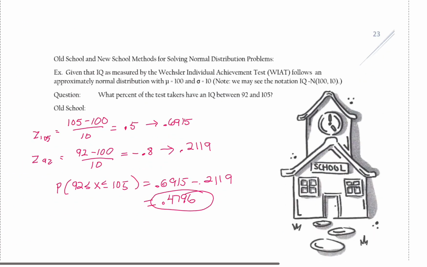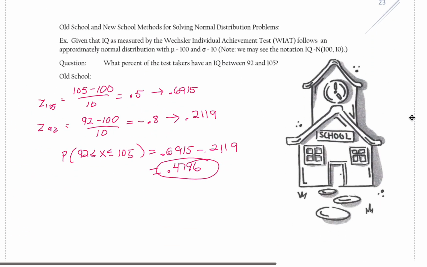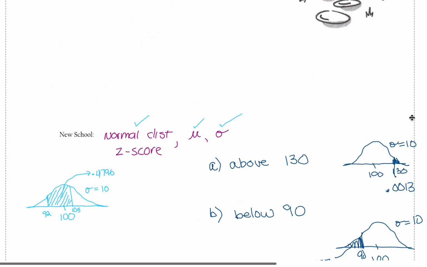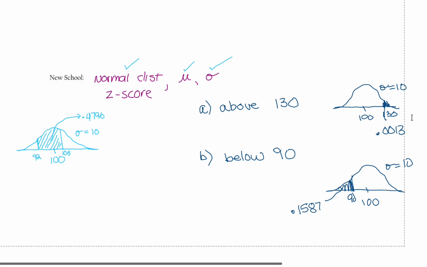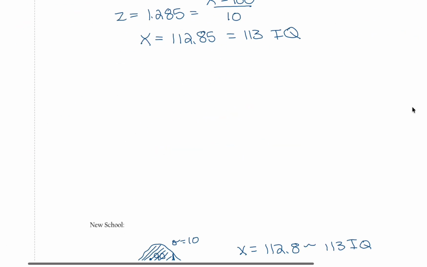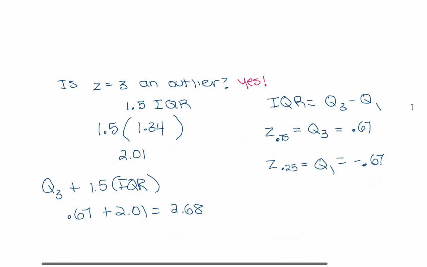Basically, I just showed you how to use your TI-84 to find proportions of z-scores. You can see that it's way more convenient than doing it by hand, right? So that's a good method you want to be mastered with.